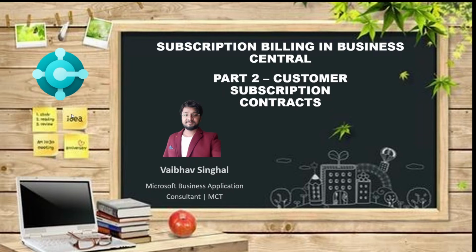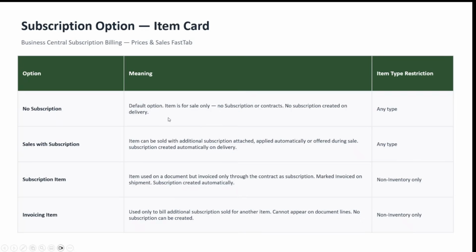Okay. So, before we go into this, firstly, there are certain options. We are talking about some configurations. Firstly, I will showcase one or two slides here, and then we will go into BC. So there are actually four subscription options available: no subscription, sales with subscription, subscription item, and invoicing item.